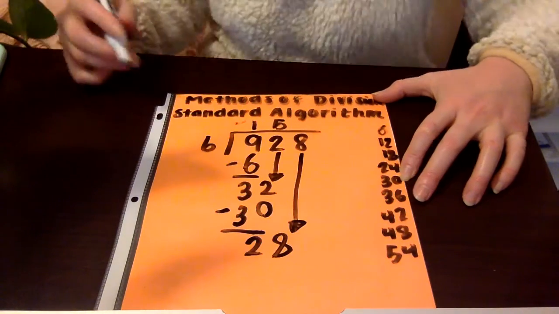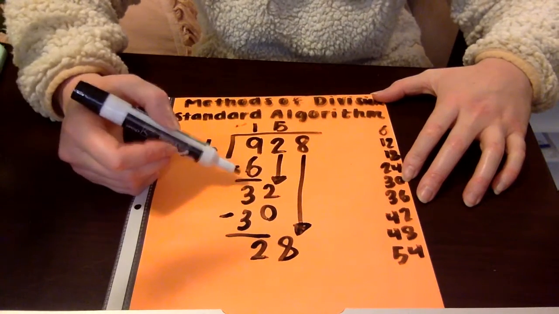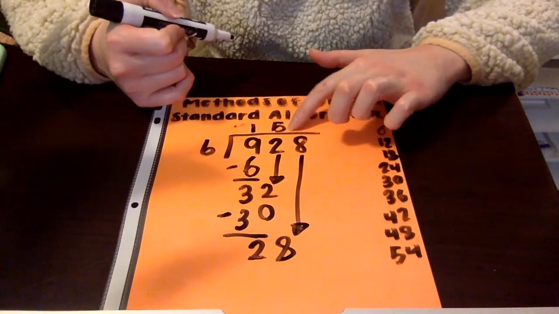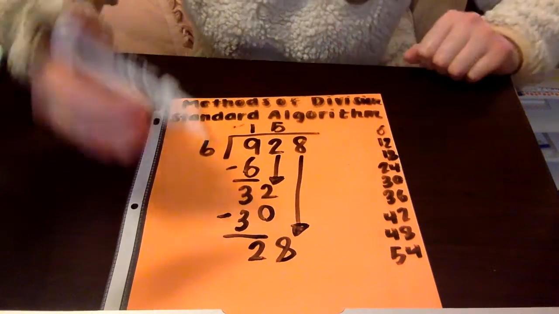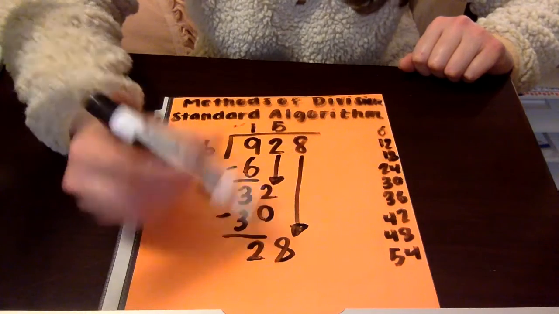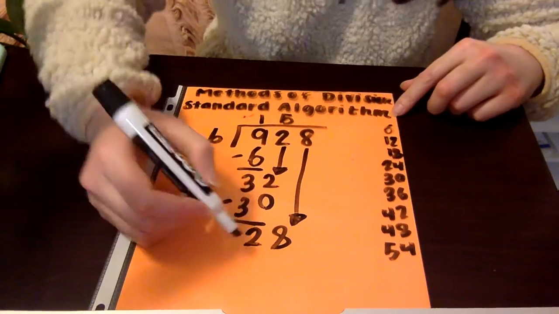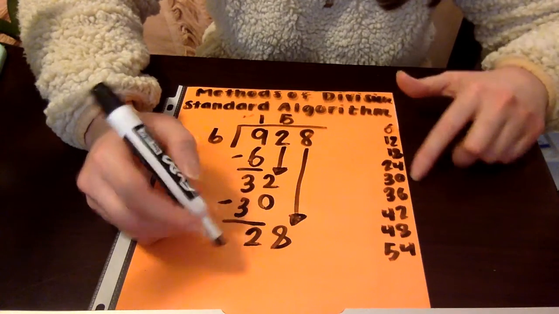That'll give us 28. Again, we divided. We asked how many times will 6 go into 32? It went in 5. We multiplied. 5 times 6, that gave us 30. We subtracted. 32 minus 30 gave us 2, and we brought down the next digit. So we're going to start that again. How many times will 6 go into 28? It will go in 1, 2, 3, 4 times.